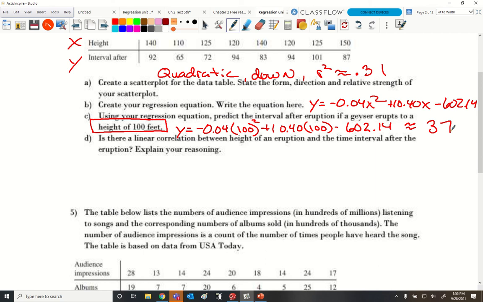Now, let's go back to D now. Is there linear correlation? So, is there linear correlation? You guys tell me. She's shaking her head. Ryan, what do you say? Jahir, what do you say?